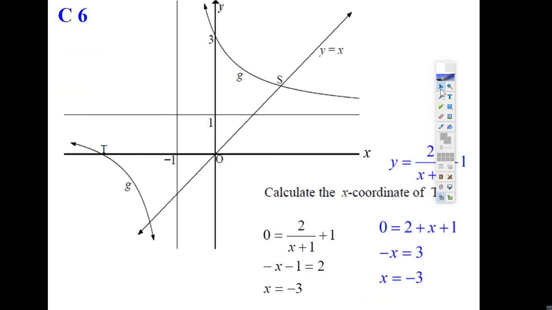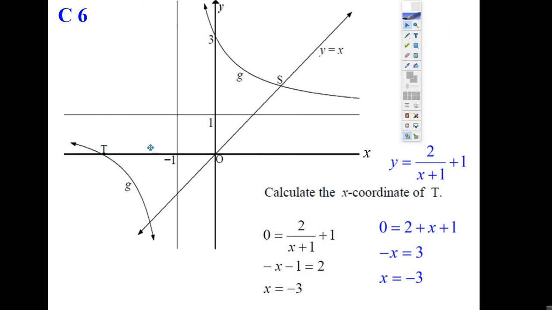Let's look at the next part. Okay, the next question says calculate the x-coordinate of T. Well, that's an x-intercept, so we've got to let y equal 0. If we let y equal 0, this is one way to do it. You multiply everything by x plus 1, you'd get 2 here. The x plus 1 would cancel, and you go 1 times x plus 1 is x plus 1. Well, 1 plus 2 is 3, and then just subtract x from both sides. Minus x is 3, so x has to equal minus 3.